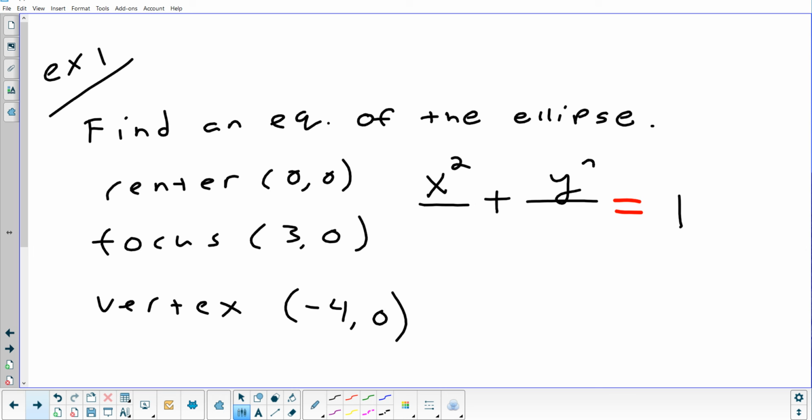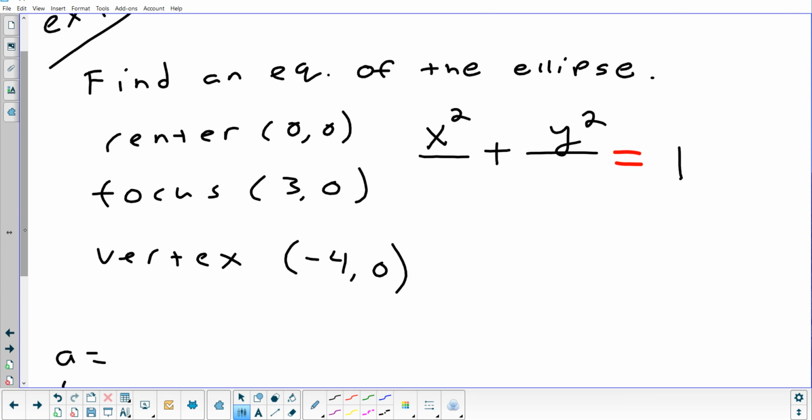Now that's assuming you don't shift it from the origin. If you shift it, you might see a plus or a minus next to the x if you went left or right, or a plus or a minus next to the y if you went up or down. But we're not shifting it right now, so the center is 0, 0. And now we have to figure out the two denominators. That's my a squared and my b squared.